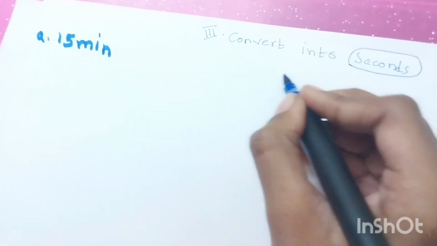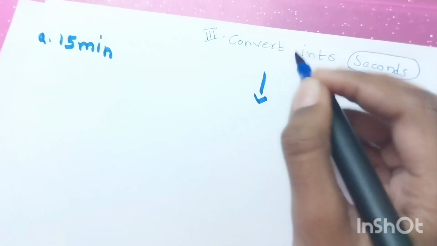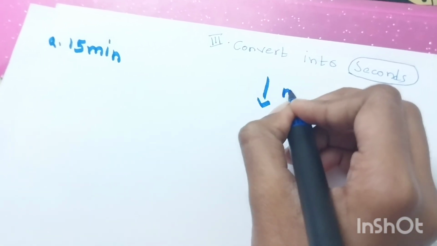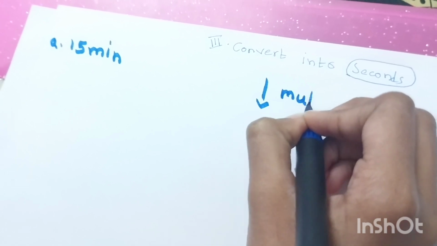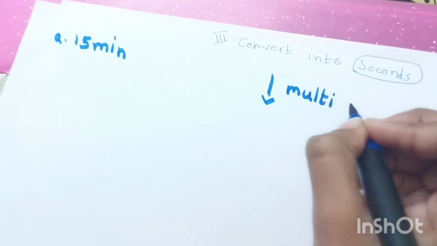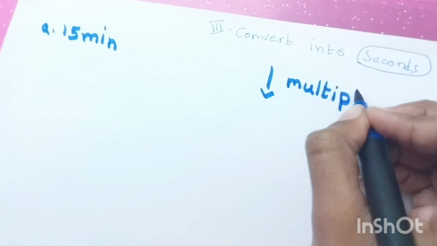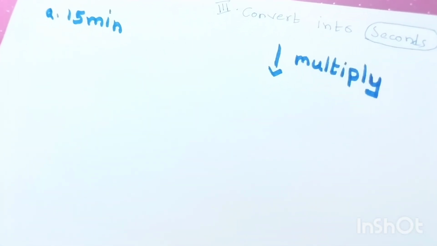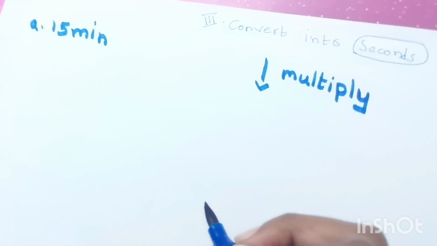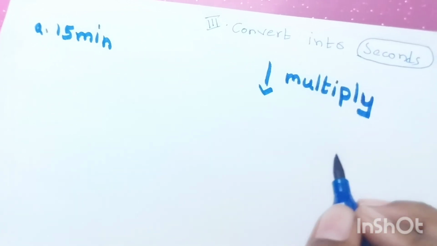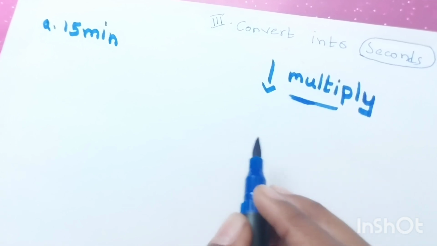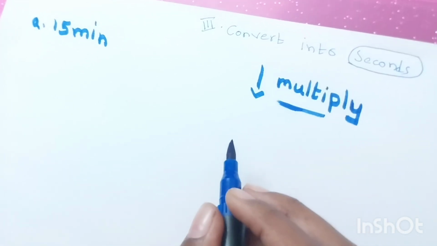Before that, the most important thing is that if we are converting into smaller units, minutes is a greater unit than seconds. Here we are converting into the smaller unit, so for converting into smaller units we have to do multiplication. So we continue.